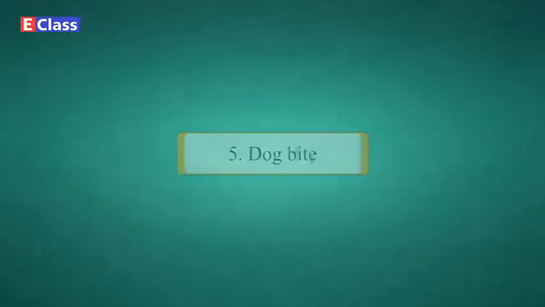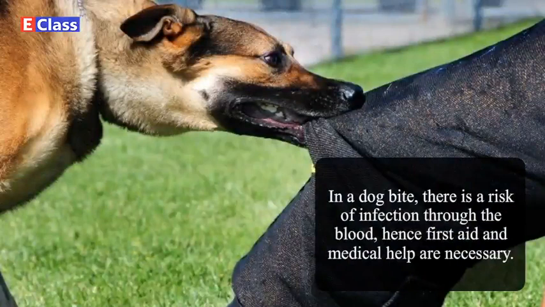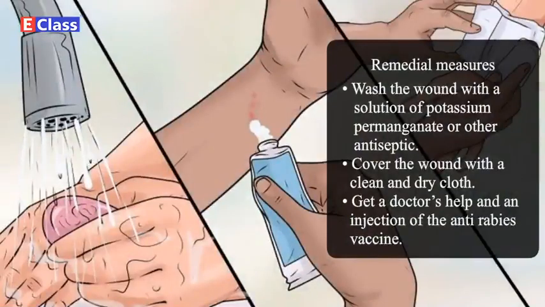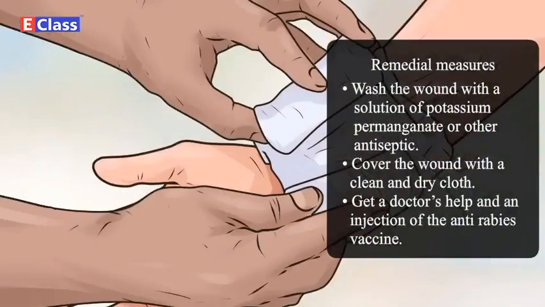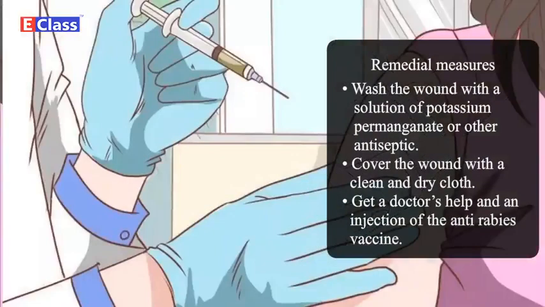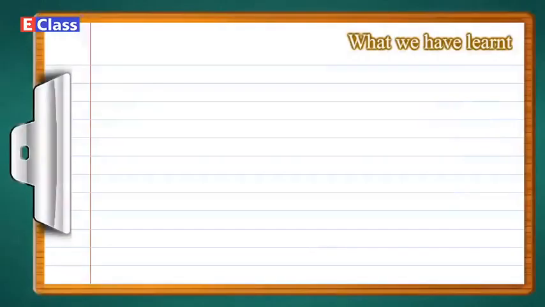5. Dog bite. In a dog bite, there is a risk of infection through the blood. Hence, first aid and medical help are necessary. Remedial measures. Wash the wound with a solution of potassium permanganate or other antiseptic. Cover the wound with a clean and dry cloth. Get a doctor's help and an injection of the anti-rabies vaccine.